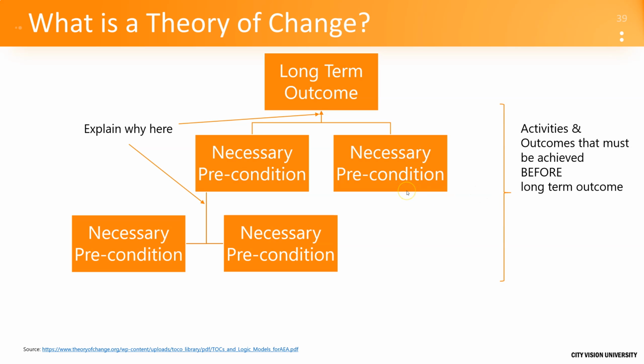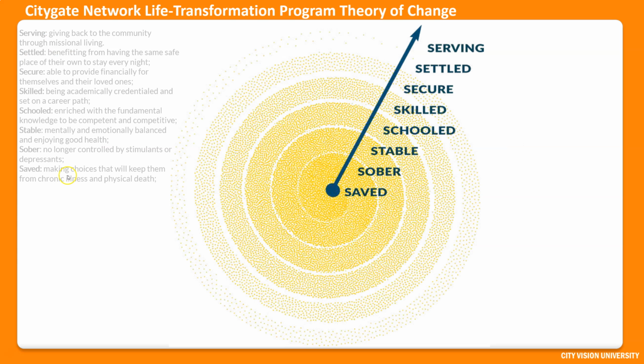Now, let me bring in an example that will probably be helpful for a lot of people. Citygate Network used to be called the Association of Gospel Rescue Missions. They are an association of over 300 Christian residential recovery programs and programs that often serve the homeless. So this is basically their theory of change.